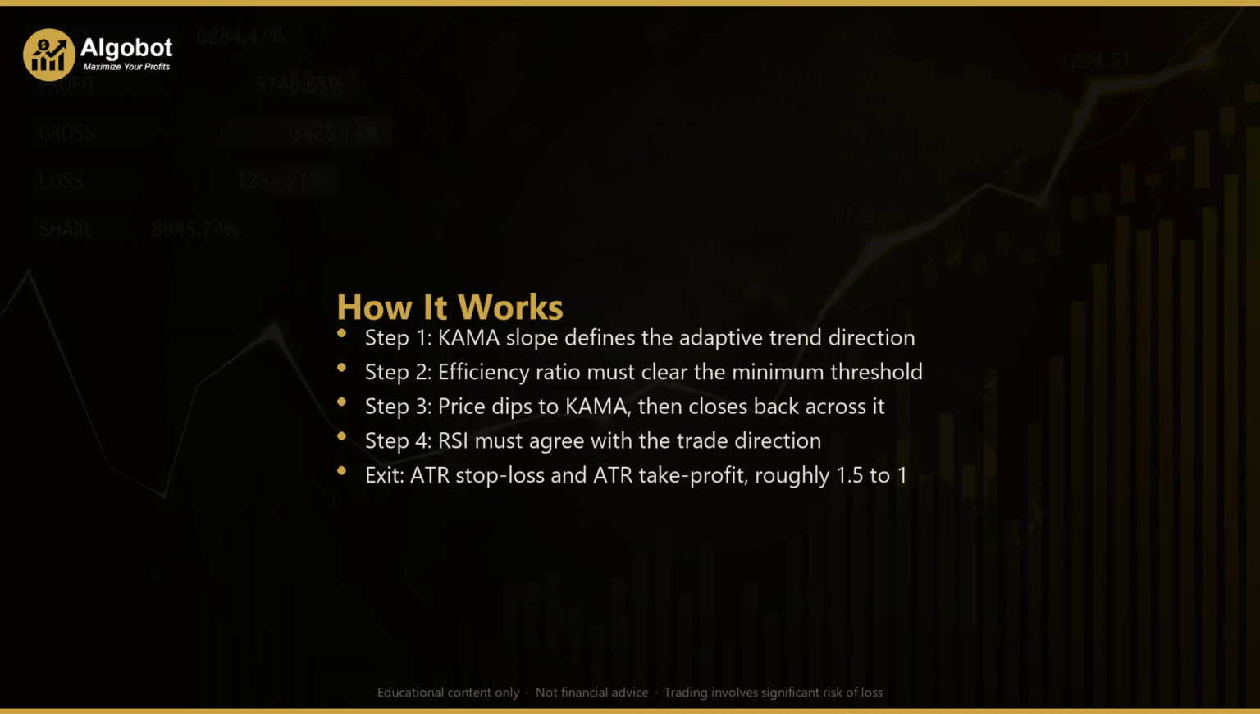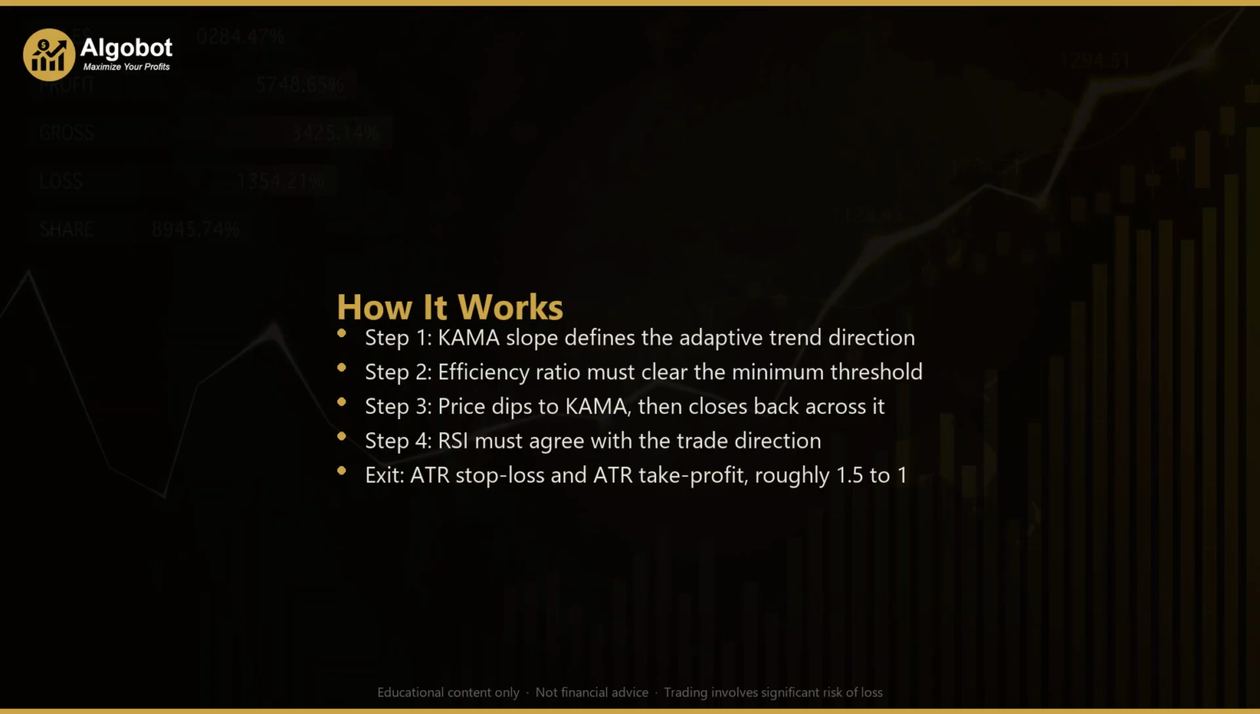Step 4 is the momentum confirmation. For a long, the Relative Strength Index must be above its midline of 50. For a short, it must be below 50. This ensures momentum is leaning the same way as the trade. When all 4 conditions line up, and provided there is no position already open under this strategy's magic number, an order is placed. Only one position is ever held at a time.